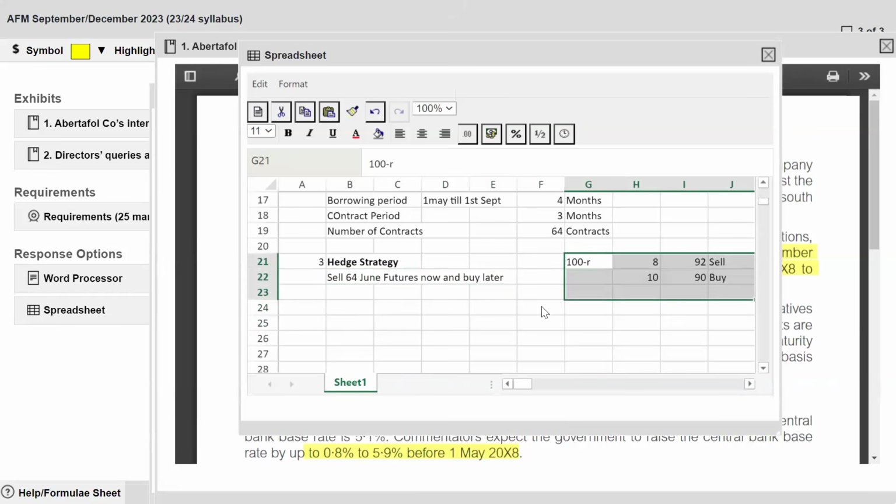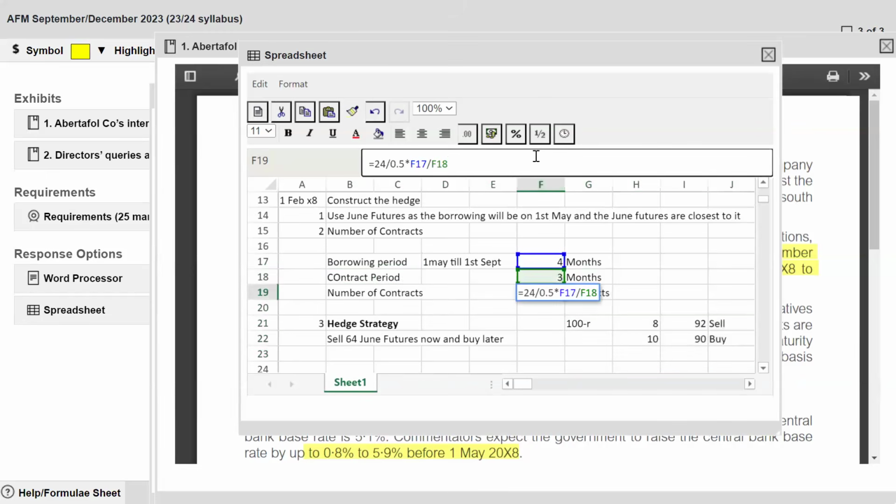Okay, I can show you the number of contracts calculation here. $24 million is the loan amount. $500,000 is the contract size. Multiply by the borrowing period of 4 months. Divide by the contract maturity of 3 months.